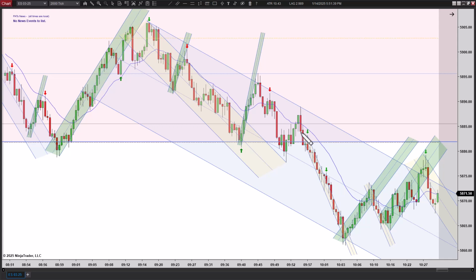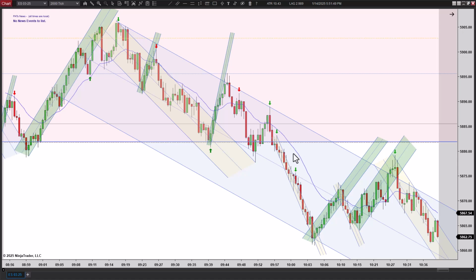Let me see how much. Well, there's enough to get out there. You might argue for that to be green. I think you're better off to wait. And you actually get a breakout pullback short here.